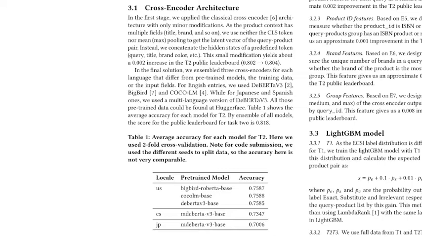In the final solution, we ensemble 3 cross-encoders for each language that differ in pre-trained models, the training data, or the input fields. For English entries, we used DeBERTa v3, BigBird, and CoCoLM, while for Japanese and Spanish, we used a multilingual version of DeBERTa v3. All those pre-trained models can be found on Hugging Face.